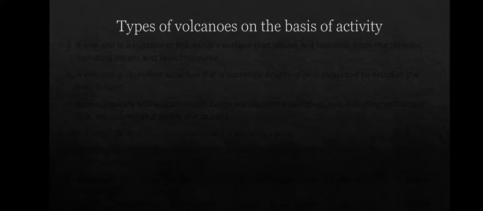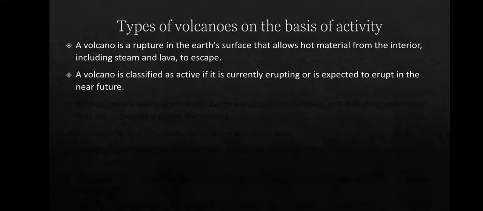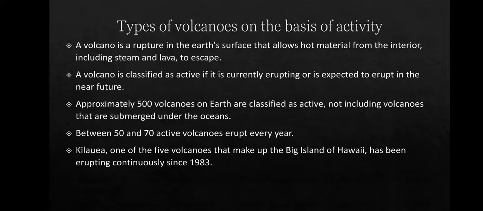Types of volcanoes on the basis of activity. A volcano is a rupture in the earth's surface that allows hot magma from the interior, including steam and lava, to escape. A volcano is classified as active if it is currently erupting or is expected to erupt in the near future. Approximately 500 volcanoes on the earth are classified as active, not including volcanoes submerged under the ocean. Between 50 to 70 active volcanoes erupt every year. Kilauea, one of the 5 volcanoes that make up the big island of Hawaii, has been erupting continuously since 1983.